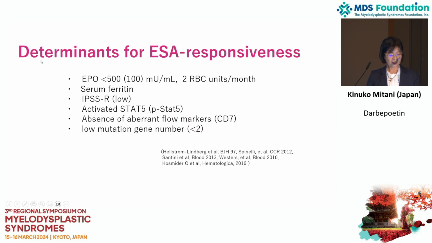We now know several determinants for ESA responsiveness. Needless to say, low EPO levels and low transfusion burdens are the strongest indicators for ESA responsiveness, which has been demonstrated by Eva herself. Besides those, low serum ferritin, low IPSS-R, activated STAT5, absence of aberrant flow markers such as CD7, and low mutation gene number are described as indicators.